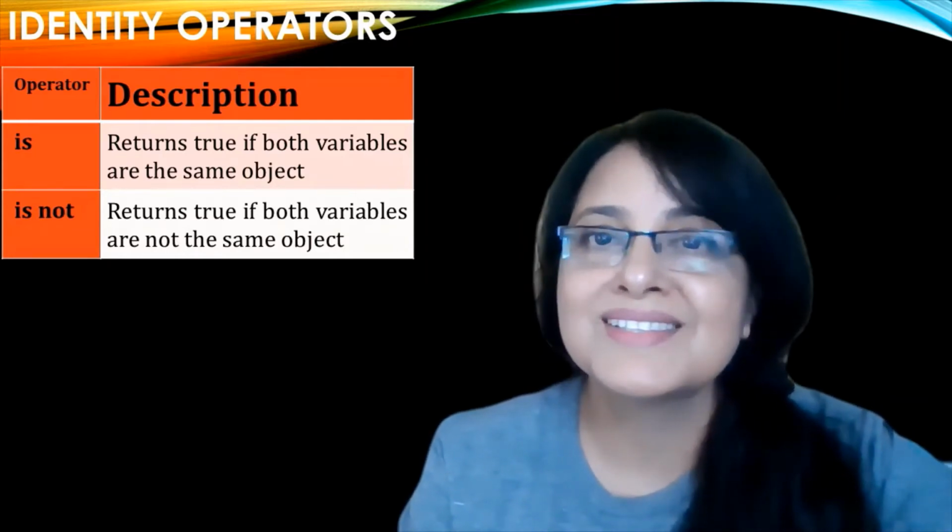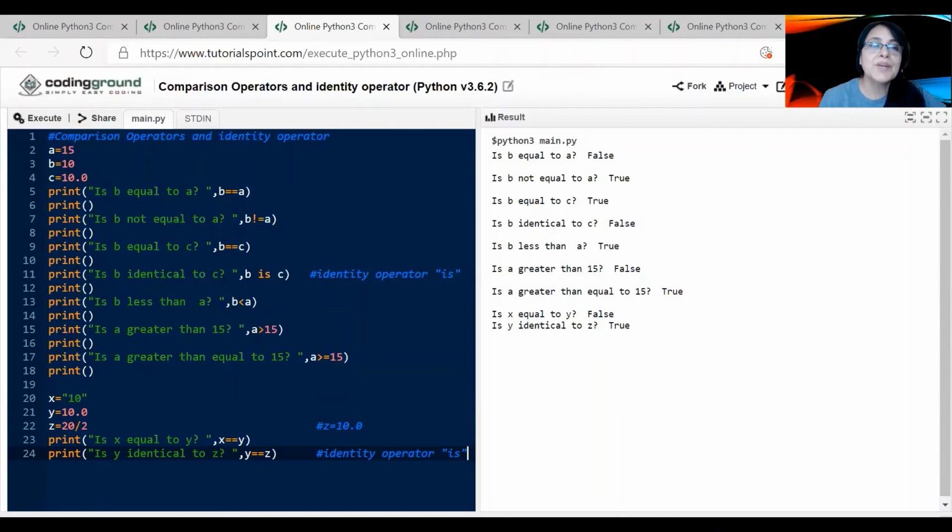And we look at this in an example. We look at comparison operators and identity operators using three variables here. A is 15, B is 10, C is 10.0. And we check whether B is equal to A using the comparison operator equal to. The output is false. We then check is B not equal to A, and it gives us an output true.